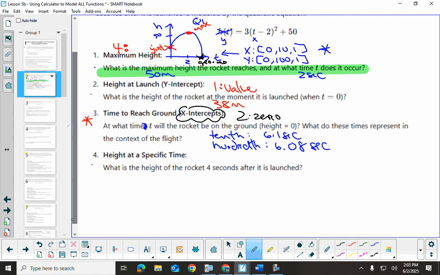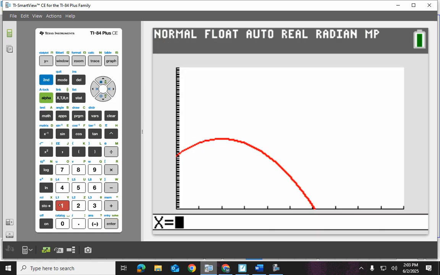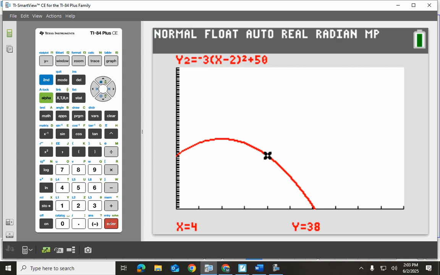Lastly, what is the height of the rocket 4 seconds after it is launched? 4 seconds is an x value. If we know what x is, that means we're looking for y. Again, we're going to use number 1, but this time, instead of plugging in 0, I'm going to plug in 4. Second trace, number 1, x is 4. So 4 seconds after takeoff, it has a height of 38 meters.